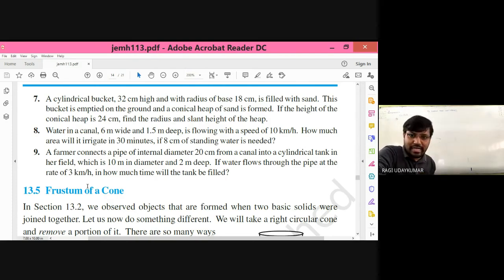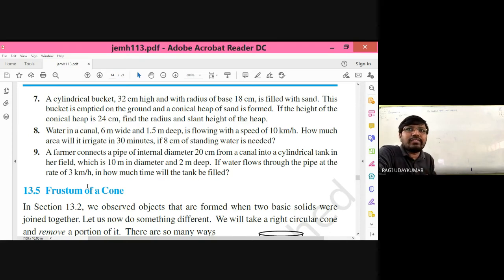Canal से बाहर जाएगा. So 30 minutes में 5 kilometers length of the water from the canal. So that is nothing but length of the canal can be considered as L is equals to 5 kilometers. Sir, it is given in meters ना? Yes, meters में convert करना. First convert करना है. Volume of the water came out of the canal. Canal से बाहर कितना आया वो पता चलता है.